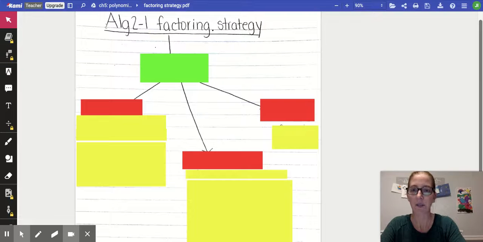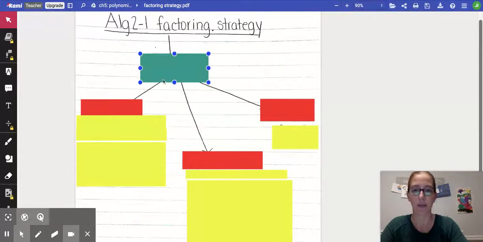All right, guys, so this video is going to help you to decide how to approach a problem and how to factor it. So I call it the Algebra 2-1 factoring strategy because when you get to higher levels of math, this might not always work. This strategy I'm about to show you works because of the limited types of factoring we're doing right now. Just keep that in mind when you get to future math classes.